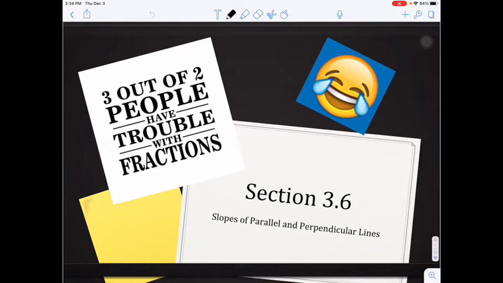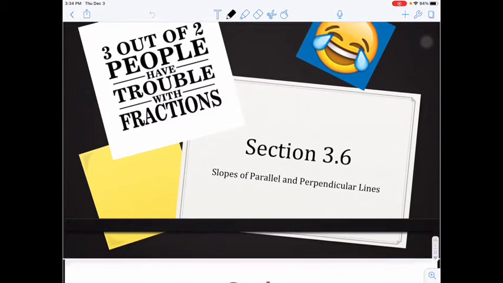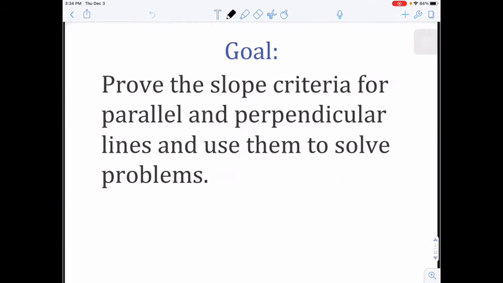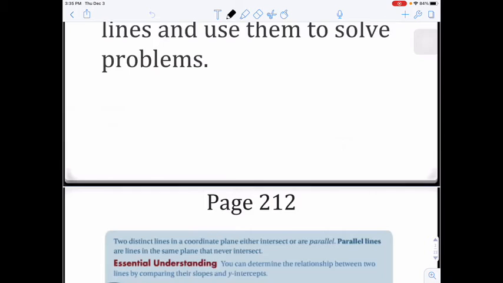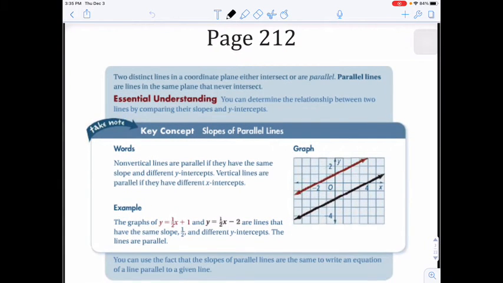Section 3.6 is slopes of parallel and perpendicular lines. Our goal is to prove the slope criteria for parallel and perpendicular lines and use them to solve problems. Two distinct lines in a coordinate plane either intersect or are parallel.